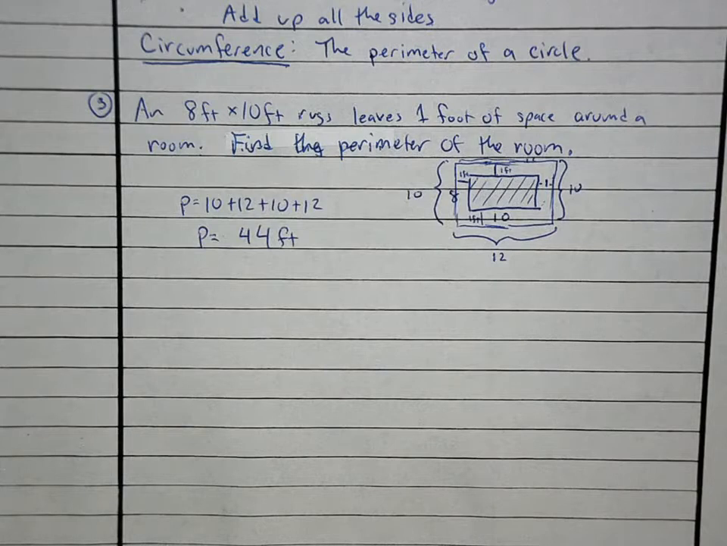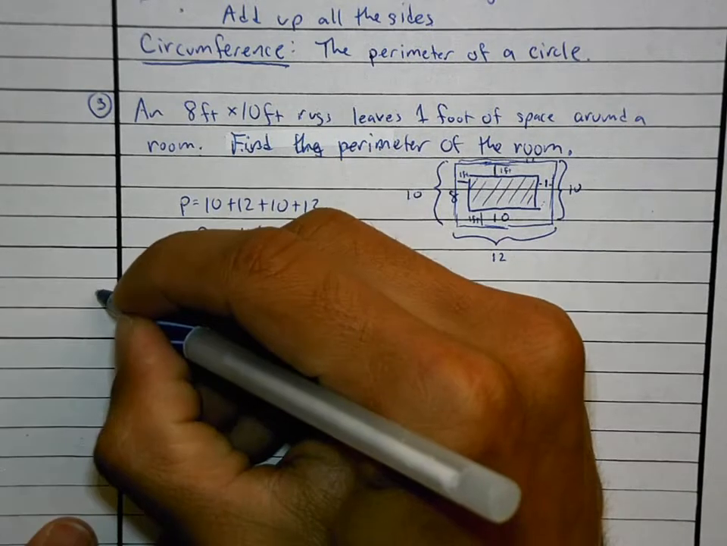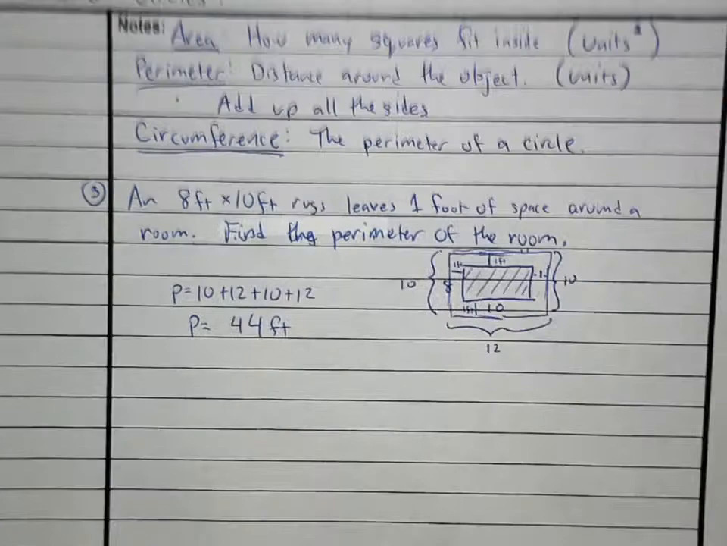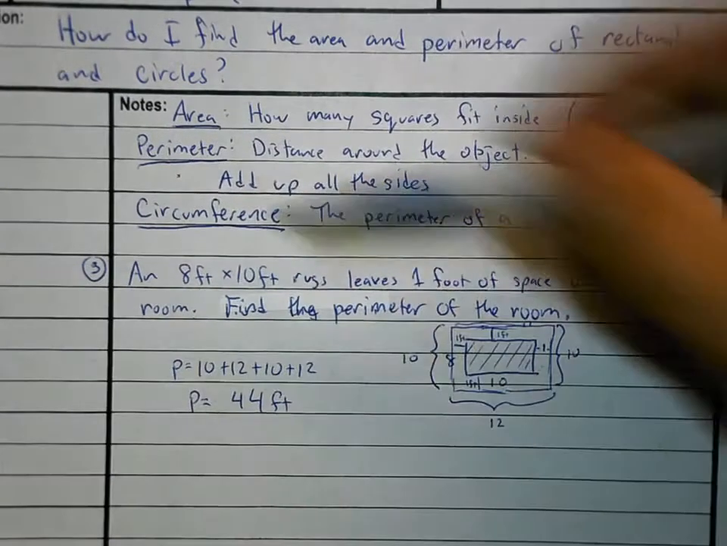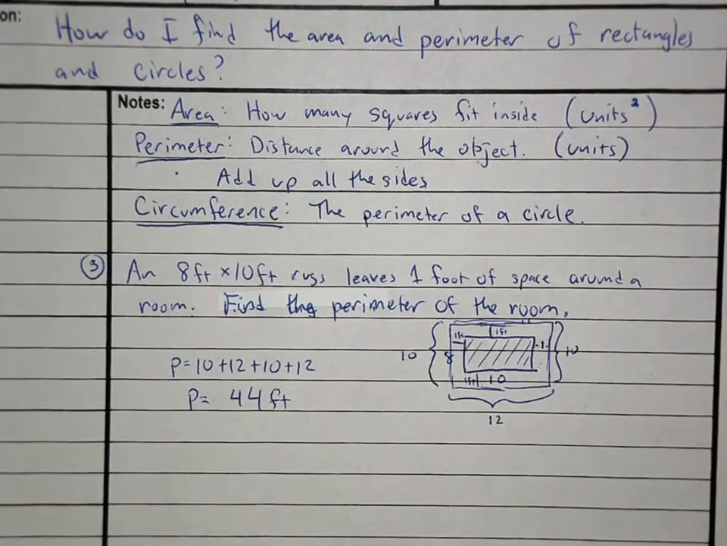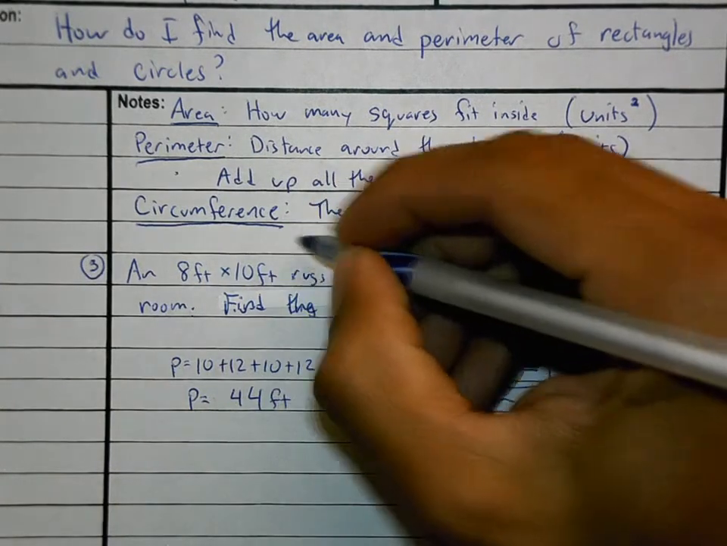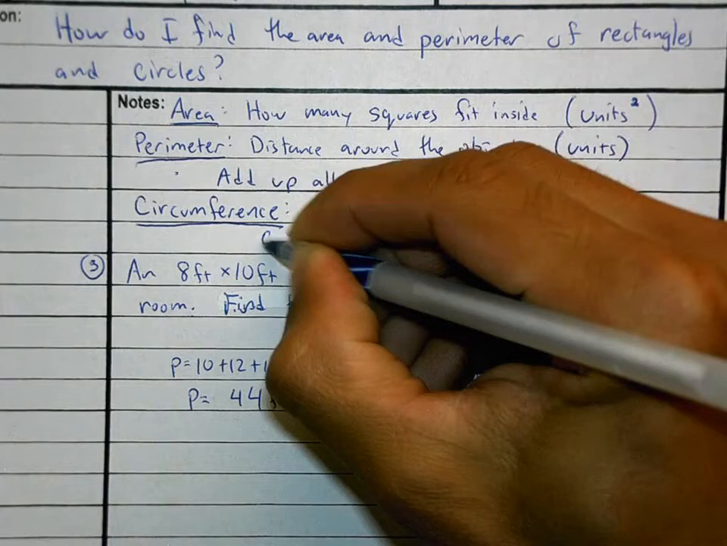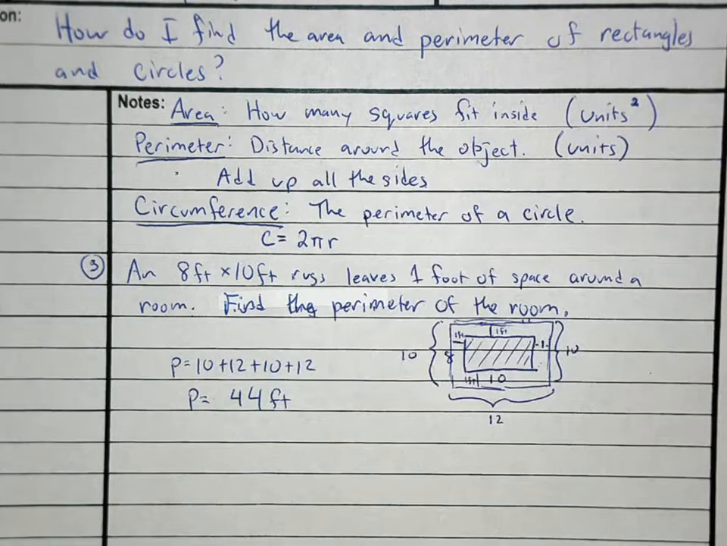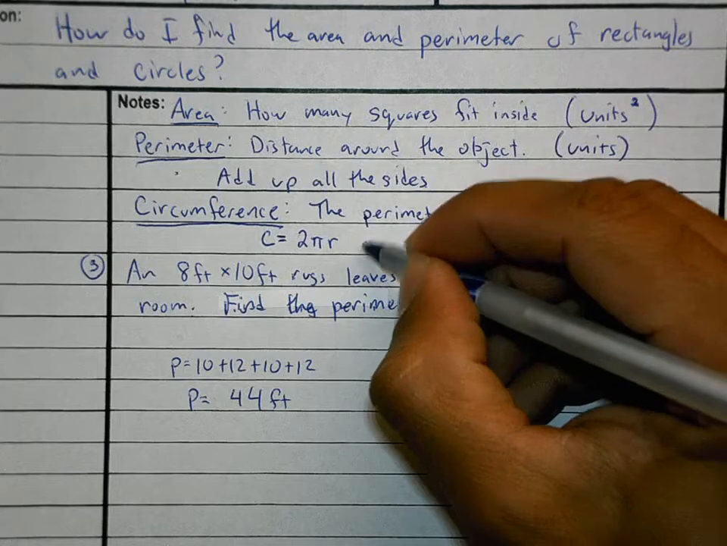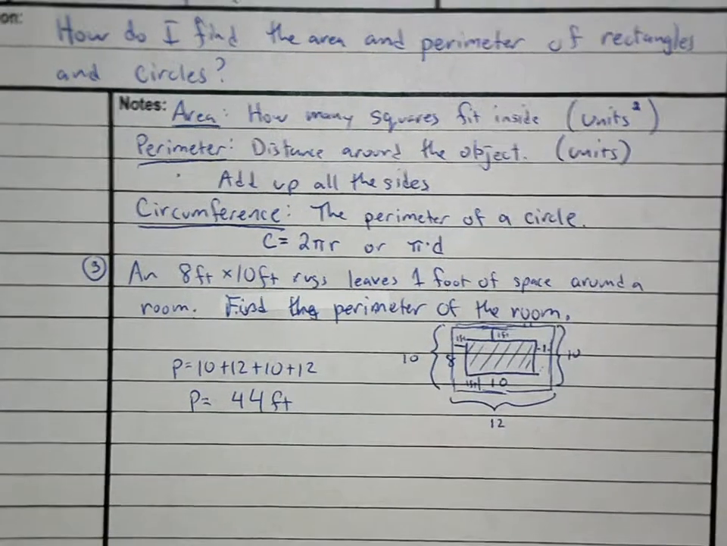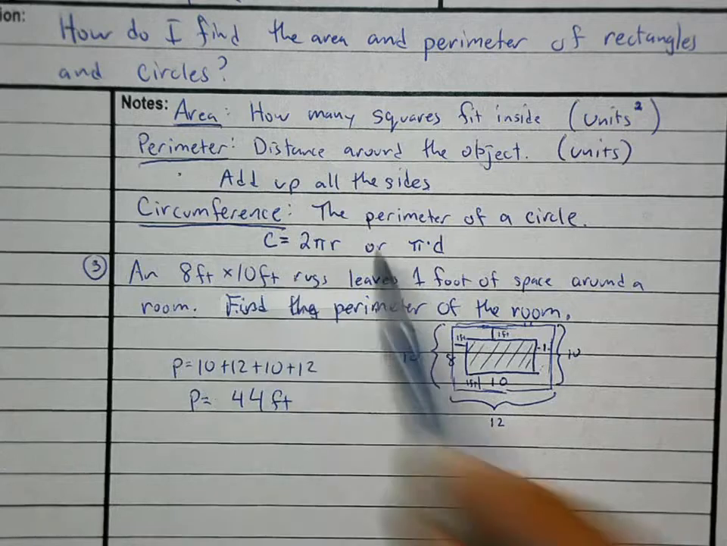Next question. Find the circumference. Let's go back. How do I find the circumference of a circle? There are 2 formulas that we can use. The first formula is 2 times pi times r. I'm going to put C equals 2 pi r. Or pi times d. Here are your 2 formulas.